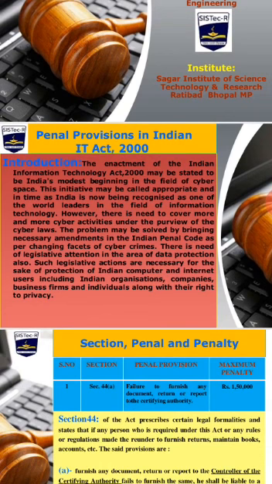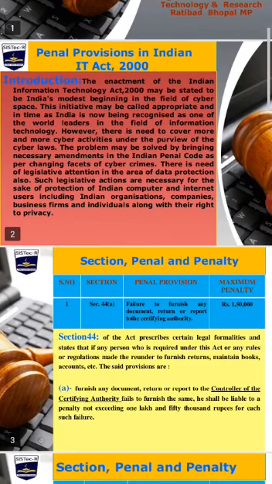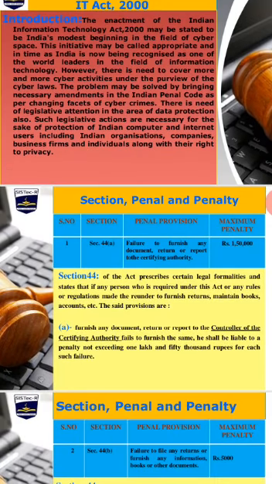And now we are directly coming to the sections, penal provisions and penalties. The first is Section 44A, the penal provision for failure to furnish any documents, returns or reports to the certifying authority. The maximum penalty is rupees 1 lakh and 50,000.